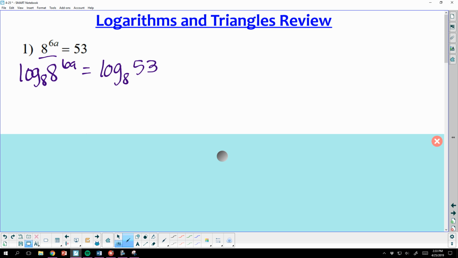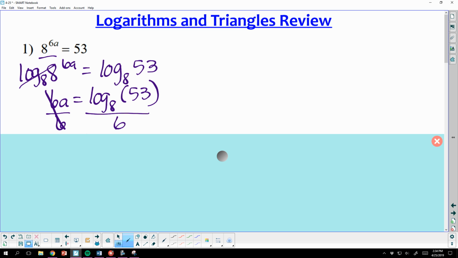All right, so if we take the log base 8 of each side, then what ends up happening? There's something that we can cross out because it equals 1. Log base 8 of 8 equals 1, so we cross that out, and so then we'll have 6a equals the log base 8 of 53. And then what's the last step to solve for a? Yep, divide by 6.